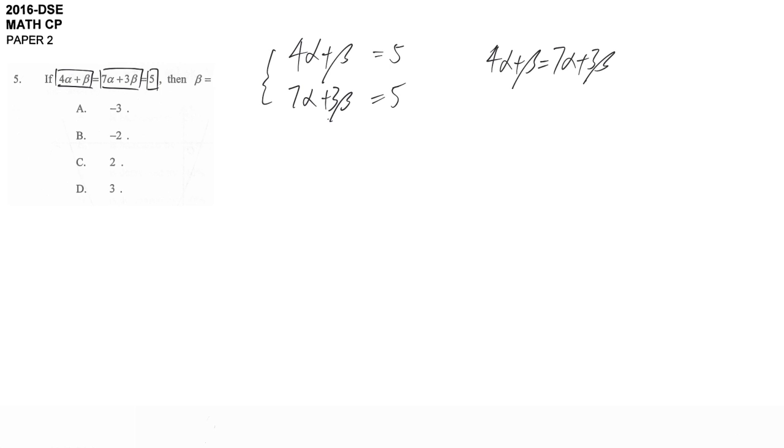What we know is 4 alpha plus beta is equal to 5. And at the same time, I also know that 7 alpha plus 3 beta is also equal to 5. So it looks much easier to understand. It's basically a simultaneous equation. Not only this combination, you may also use 4 alpha plus beta equal to 7 alpha plus 3 beta. You may use this one.